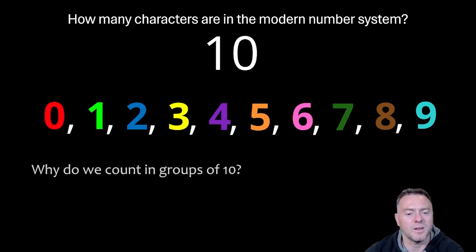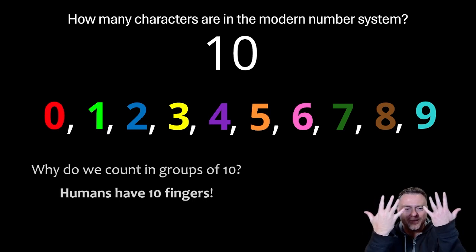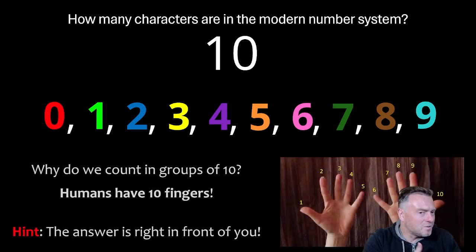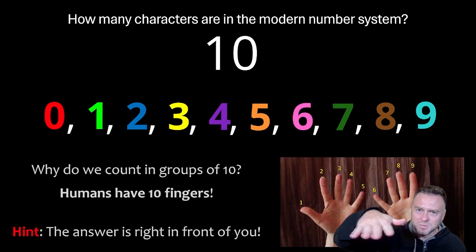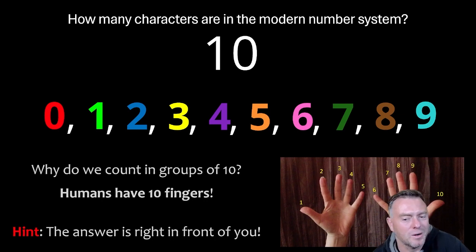And then why do we count in groups of 10? Well, it's pretty simple. The answer is right in front of you. You have 10 fingers. So humans count in groups of 10s. And you should have picked up on that pattern all the way through history. So, for example, the Roman number system had 5s and 10s. Mayans had groups of 10s. The Egyptians, and then the Chinese characters number system as well. So the answer is right in front of you.